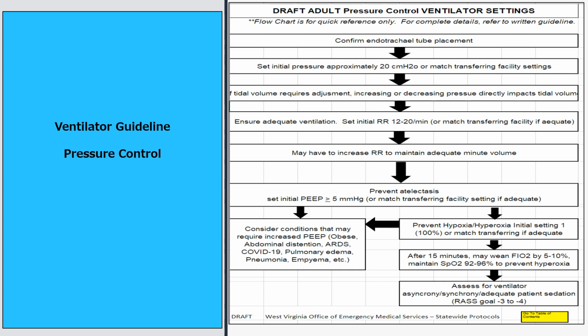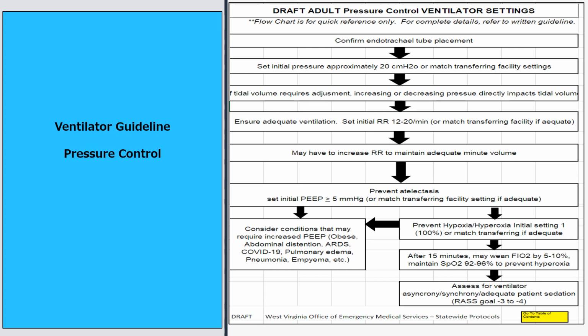Ensure adequate ventilation and set your initial respiratory rate between 12 and 20 a minute, or match the transferring facility if adequate. You may have to increase the respiratory rate to maintain adequate minute volume. Prevent atelectasis by setting your initial PEEP at greater than or equal to 5, or match the transferring facility setting if they're adequate. On the left-hand side of the guideline, consider conditions that may require increased PEEP: obesity, abdominal distension, ARDS, COVID-19, pulmonary edema, pneumonia, and emphysema.